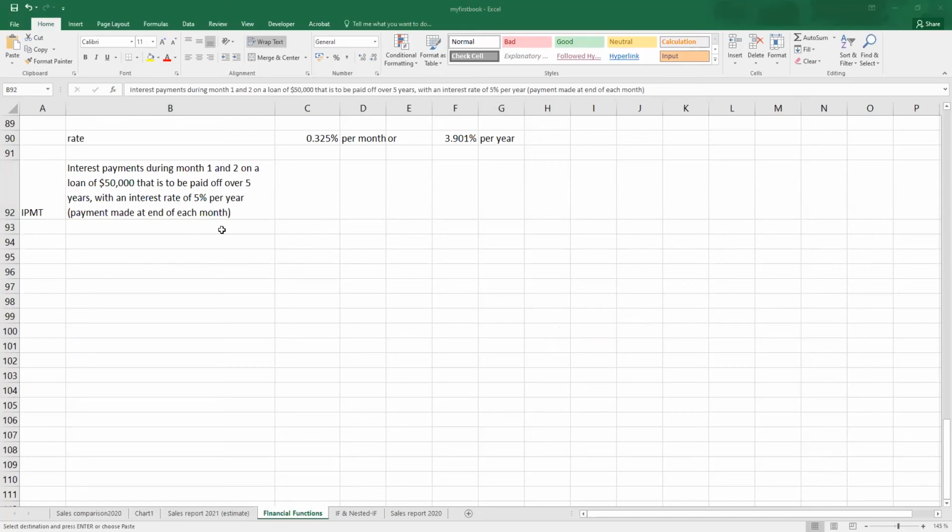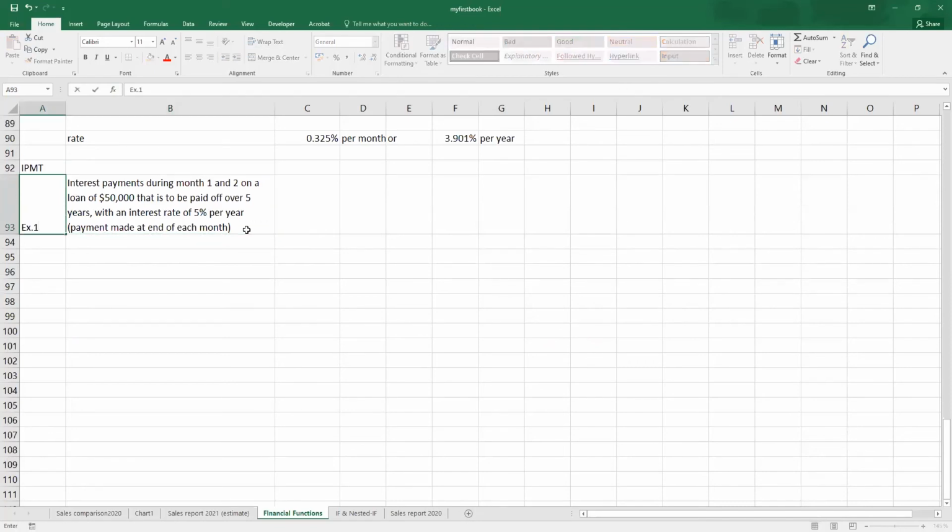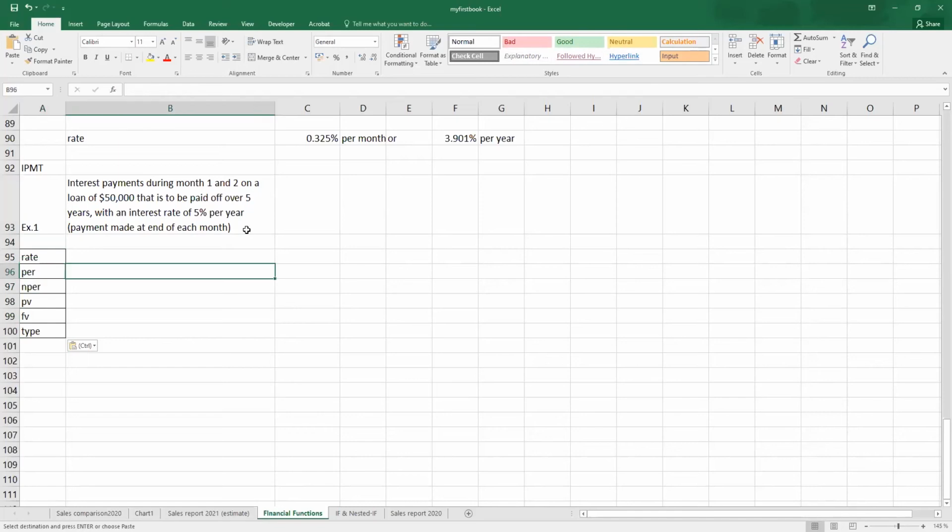Okay, now the example is in the chat box already. For this function, we need to use this argument: rate, per, NPER, PV, FV and type. How do we formulate this kind of function? Let's see from the example first.